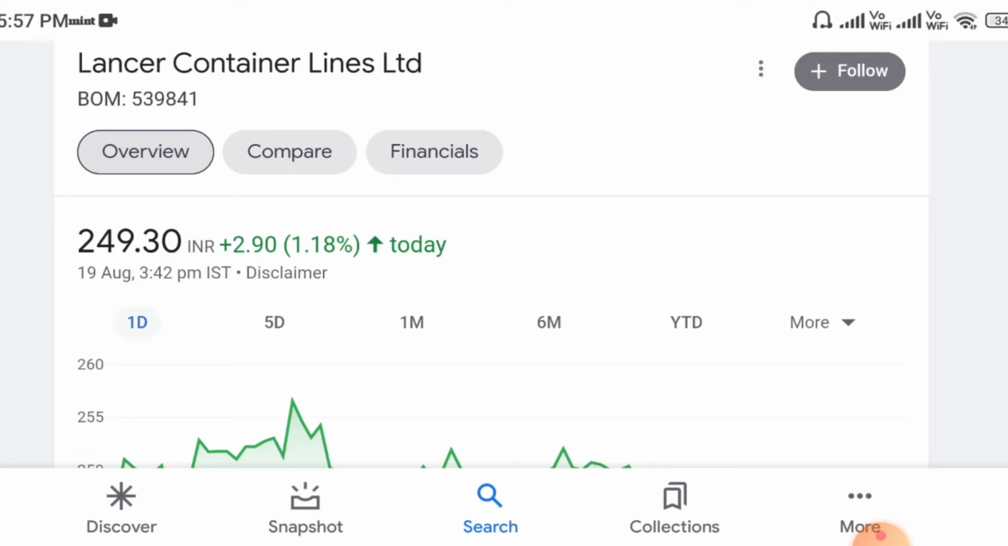In this video, let us look at the fundamental analysis of Lancer Container share. At first, let us look at the maximum chart pattern. Though this stock has been listed on NSE for the past few months, I am showing you the chart of BSE so that we'll get a clear picture of this stock.